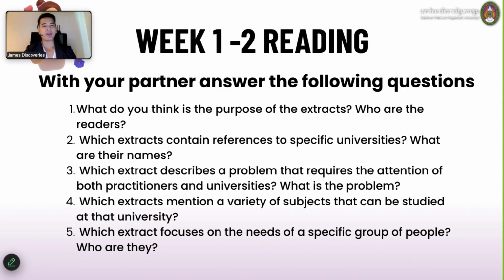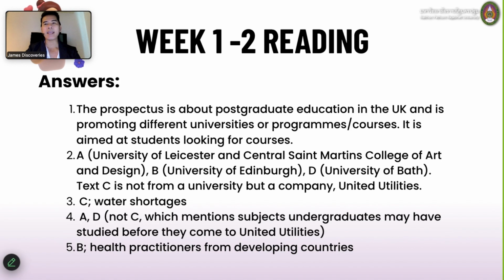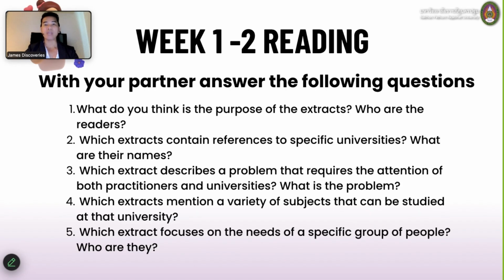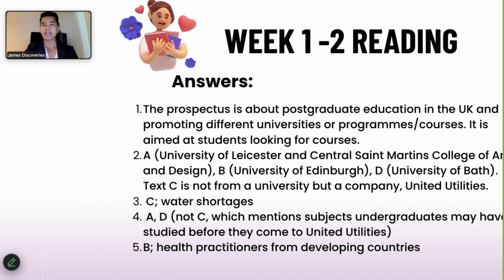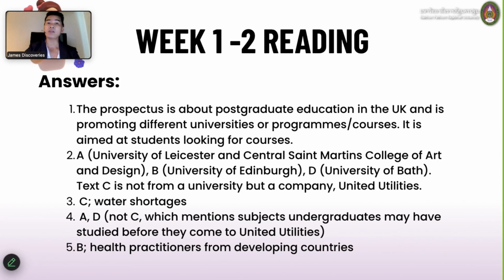That is very good. Let's proceed now to the answers. So these are the answers. For question number one, the question is: what do you think is the purpose of the extracts, and who are the readers? The answer there is that the prospectus is about postgraduate education in the UK and is promoting different universities or programs, courses. It is aimed at students looking for courses.